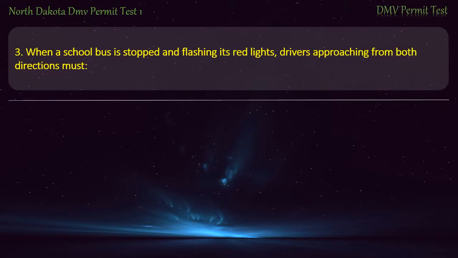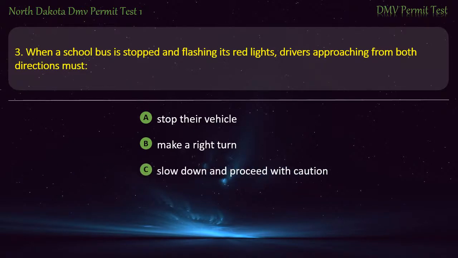Question 3. When a school bus is stopped and flashing its red lights, drivers approaching from both directions must stop their vehicle. Make a right turn. Slow down and proceed with caution. Change their lanes. Answer. Stop their vehicle.